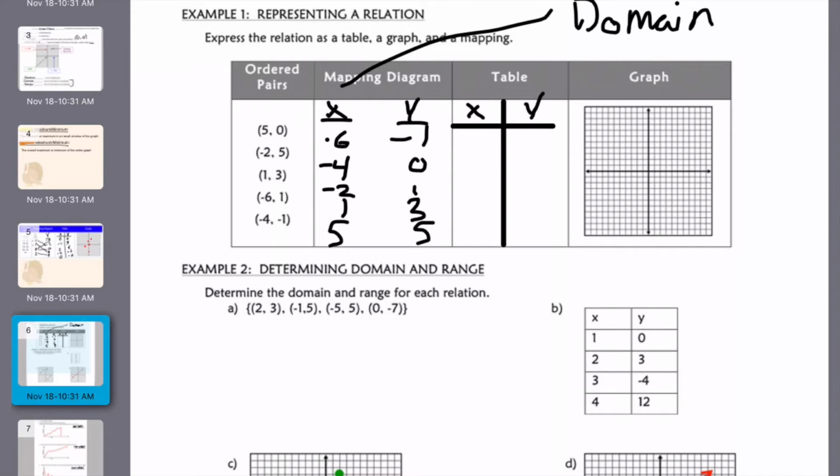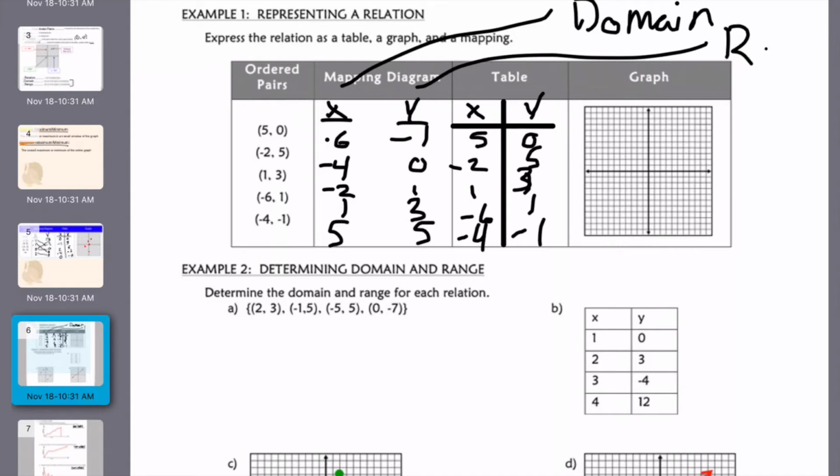And then I need to do the same thing in a table form. (5, 0), (-2, 5), (1, 3). That's a better looking 3. (-6, 1), and (-4, -1). Okay. My y values, that's my range.